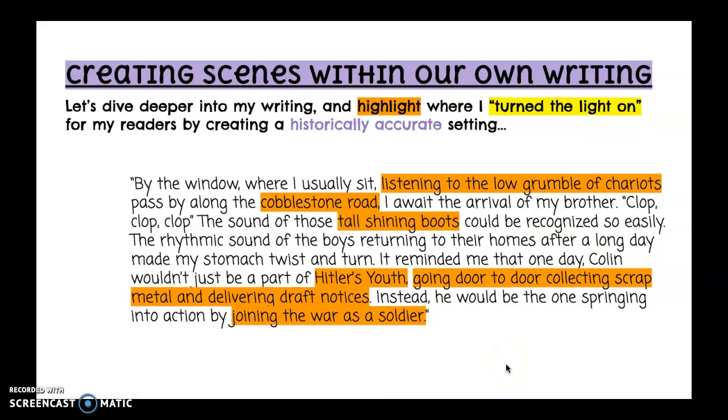By the window where I usually sit, listening to the low grumble of chariots pass by along the cobblestone road, I await the arrival of my brother. Clop, clop, clop. The sound of those tall, shining boots could be recognized so easily. The rhythmic sound of the boys returning to their homes after a long day made my stomach twist and turn. It reminded me that one day Colin wouldn't just be a part of Hitler's Youth, going door to door collecting scrap metal and delivering draft notices. Instead, he would be the one springing into action by joining the war as a soldier.